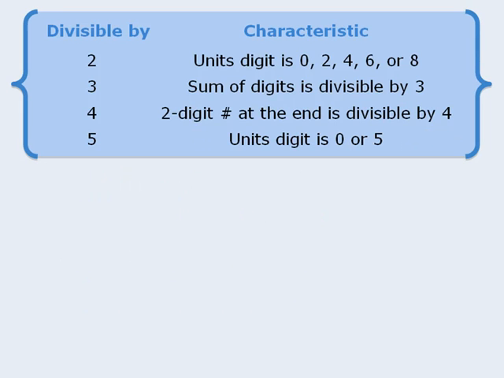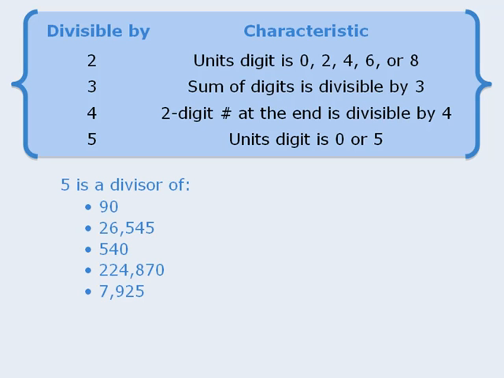Next, we have the divisibility rule for 5. This one is very straightforward. A number is divisible by 5 if the units digit is either 0 or 5. So 5 is a divisor of these numbers since the units digit of each number is either 0 or 5.